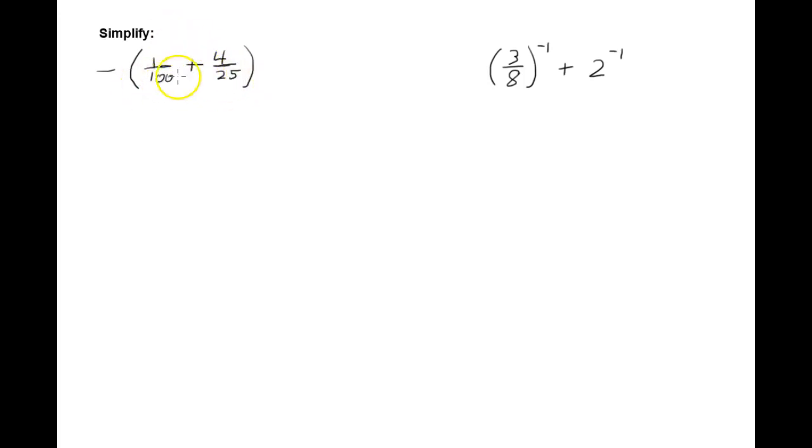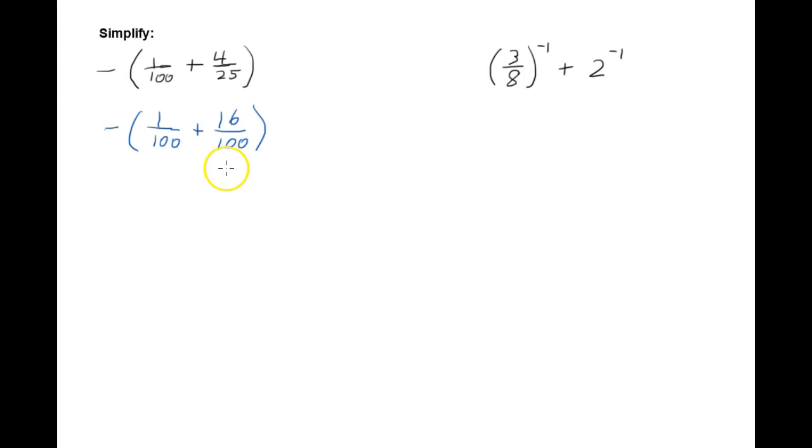The least common denominator is 100, so let's multiply this numerator and denominator by 4 so that we can get a new denominator of 100. Everything else will stay the same. I'll leave the negative out there. I'll leave this as 1 over 100. And 4 times 4 is 16. And 25 times 4 is 100. Now we have a common denominator.